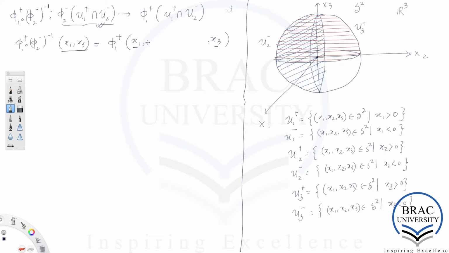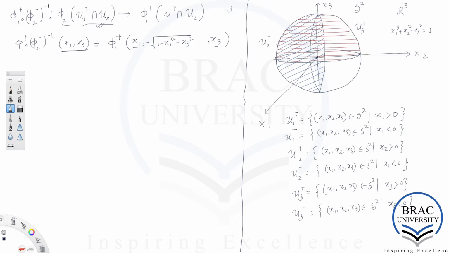According to the definition of a two-sphere, the sum of the squares of these three coordinates should be equal to 1, because that is the equation of a two-sphere. So the only way we can have it, by fixing x1 and x3, is minus square root of 1 minus x1 square minus x3 square. That's going to be my second coordinate, and the presence of the minus sign means that we will be in u2 minus.